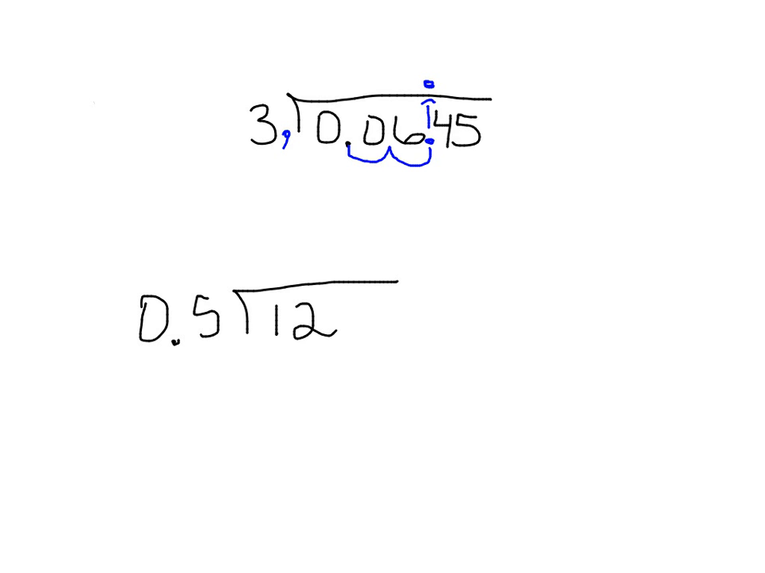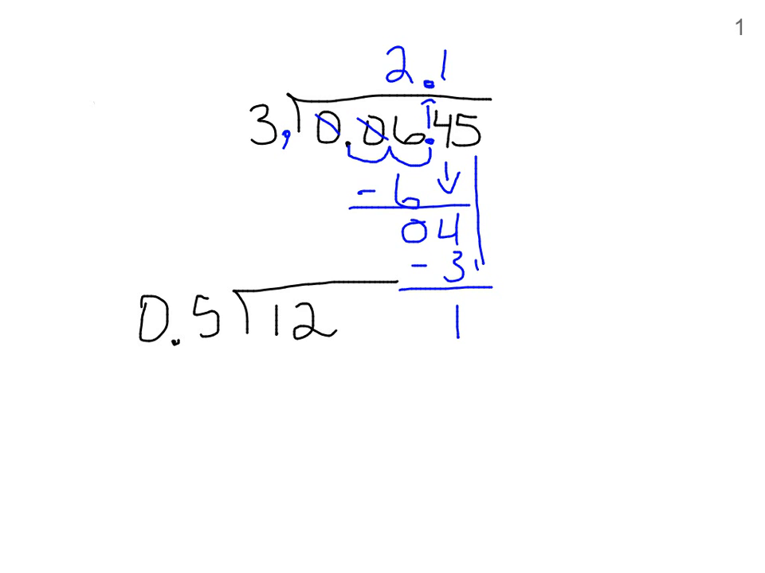So 3, we don't need to worry about these two zeros. 3 goes into 6 2 times, which is 6, subtract, bring down the 4. 3 goes into 4 one time, subtract, that's 1, bring down the 5. And 3 goes into 15 5 times, and that is even. So 2.15 is your answer.